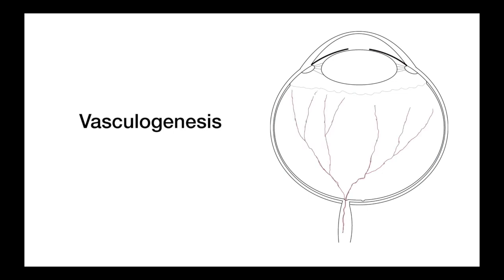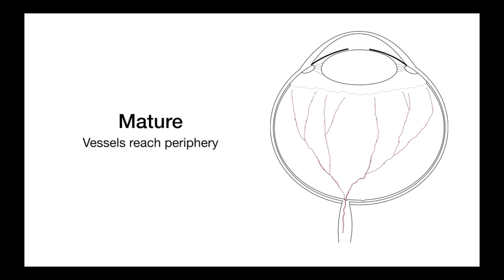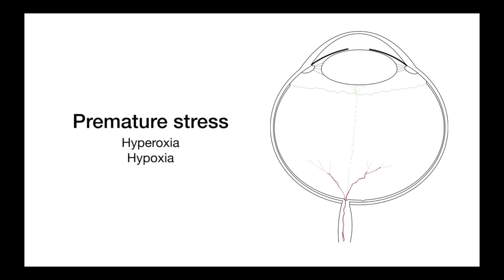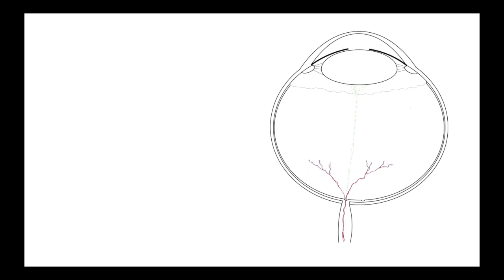Vasculogenesis, again, is the normal process that a term baby would have, and the vessels reach the periphery and maturity with no risk of retinopathy of prematurity. With premature birth, however, there is oxygen stress and obliteration of the vessels.